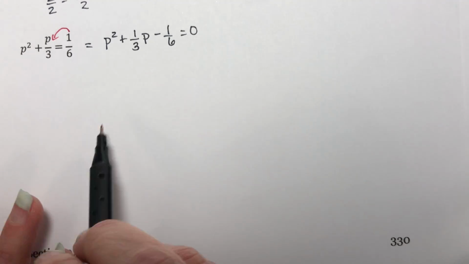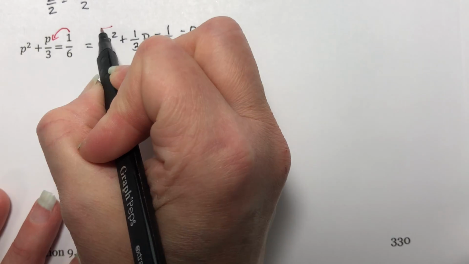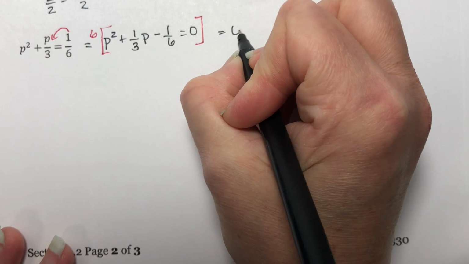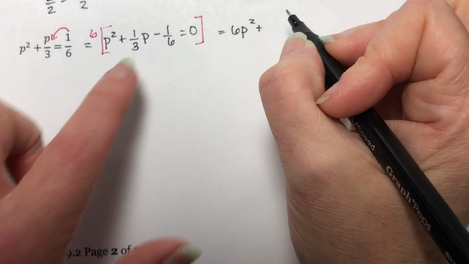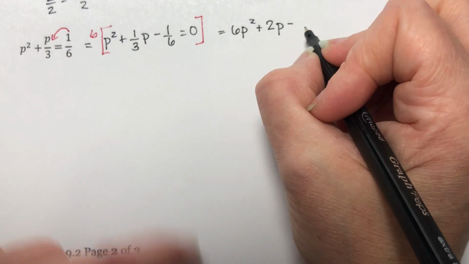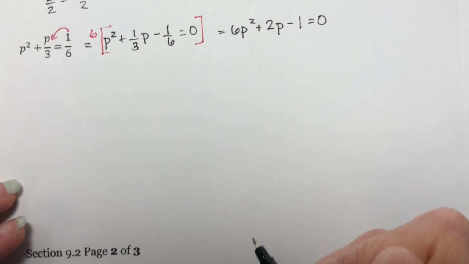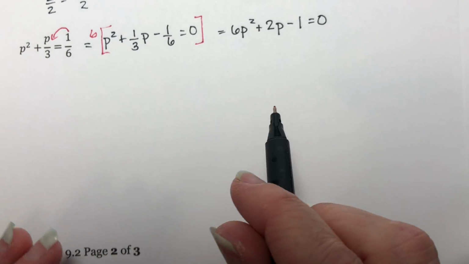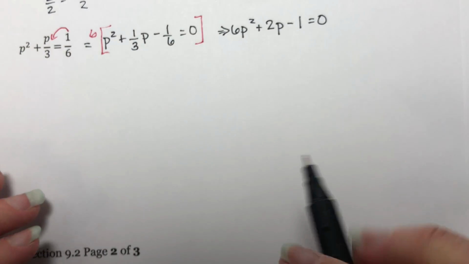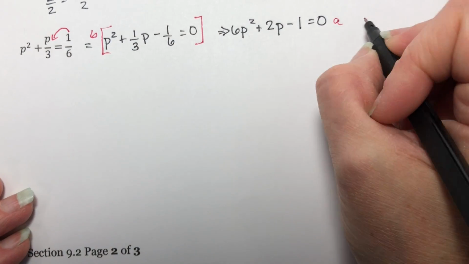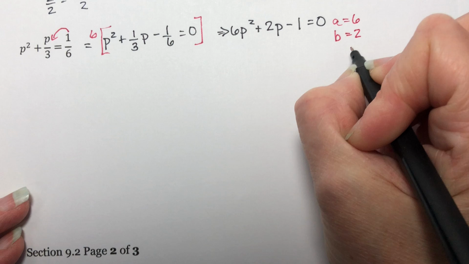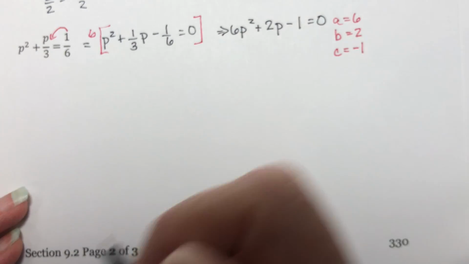So I'm going to multiply everything by our least common denominator, which would be 6. And that will give me 6p squared plus 1/3 of 6 is 2p minus 1/6 of 6 is 1. And that's equal to 0. Okay, so now we use this. It transforms into that. So our a is going to be 6. Our b is 2, and our c is negative 1.